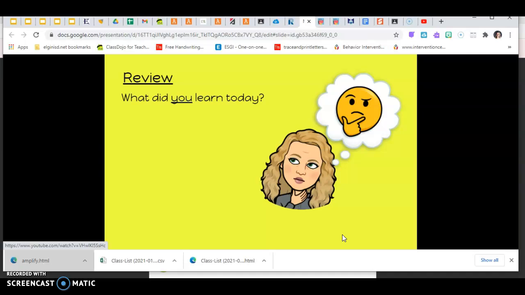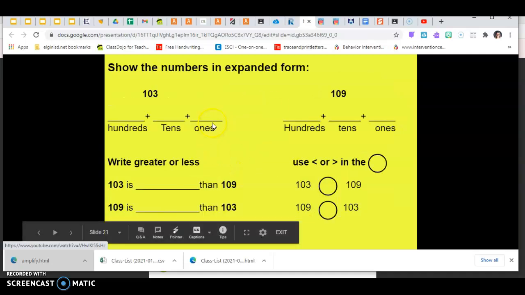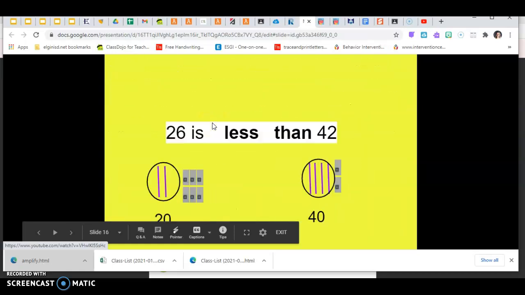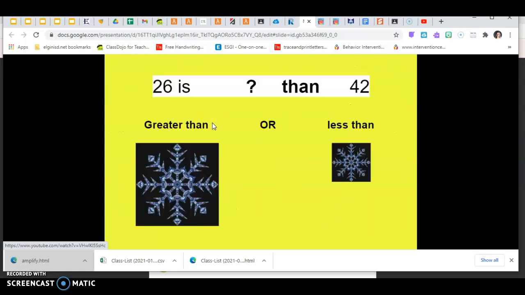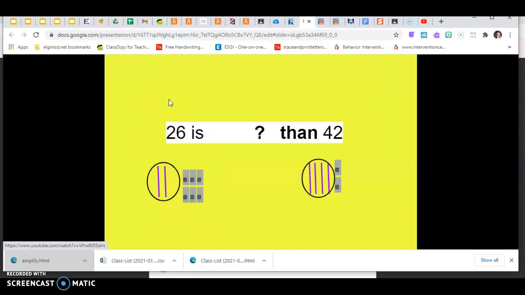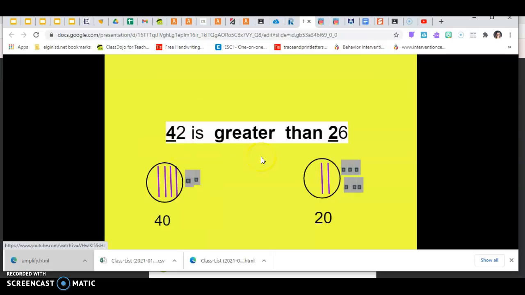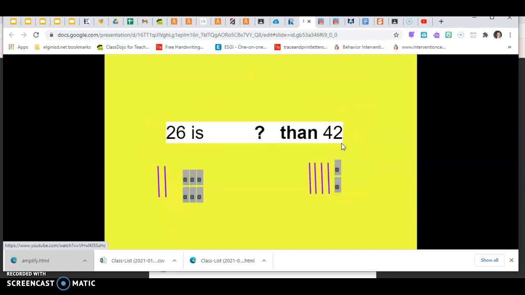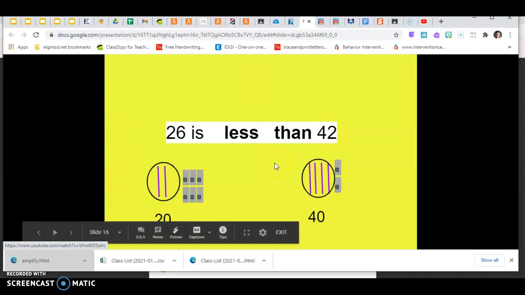Now, let's review what you learned today. We learned how to compare two numbers by showing that the tens had more or the hundreds had more. We could tell if the number was less or if the number was greater by looking at the tens. And if the tens were the same, then we looked at the ones. And if it didn't have any tens or ones, then we looked in the hundreds place, right?